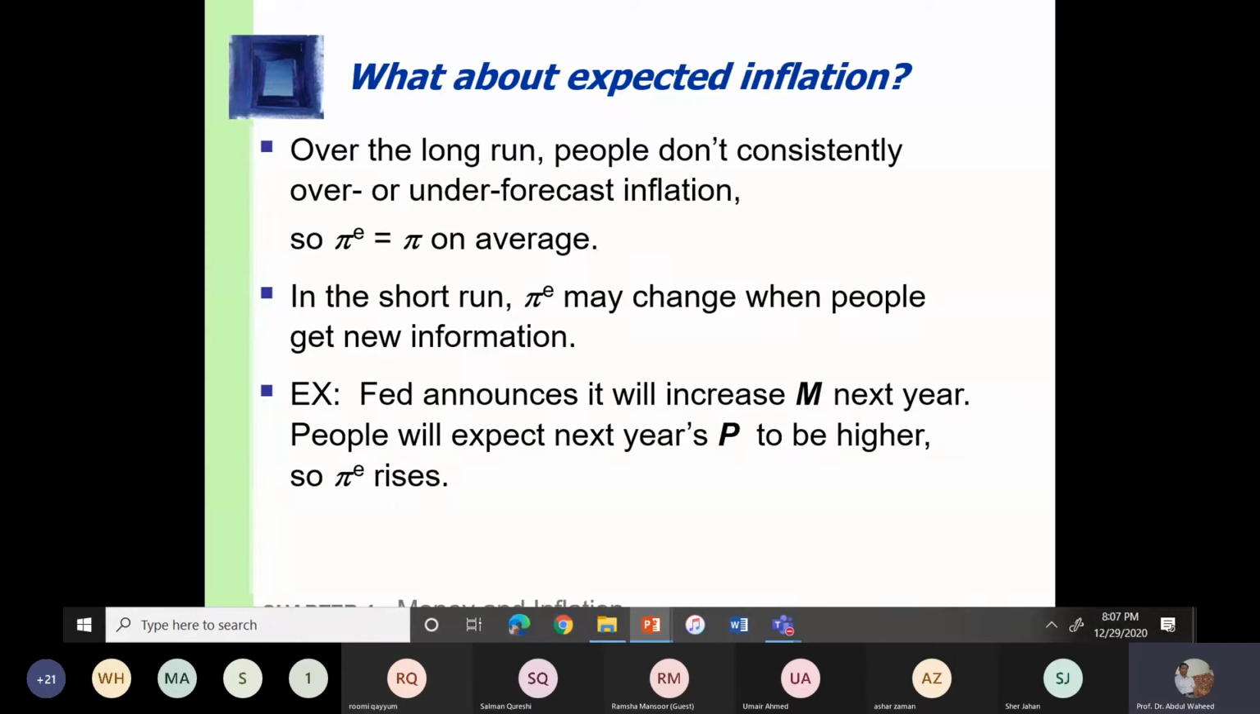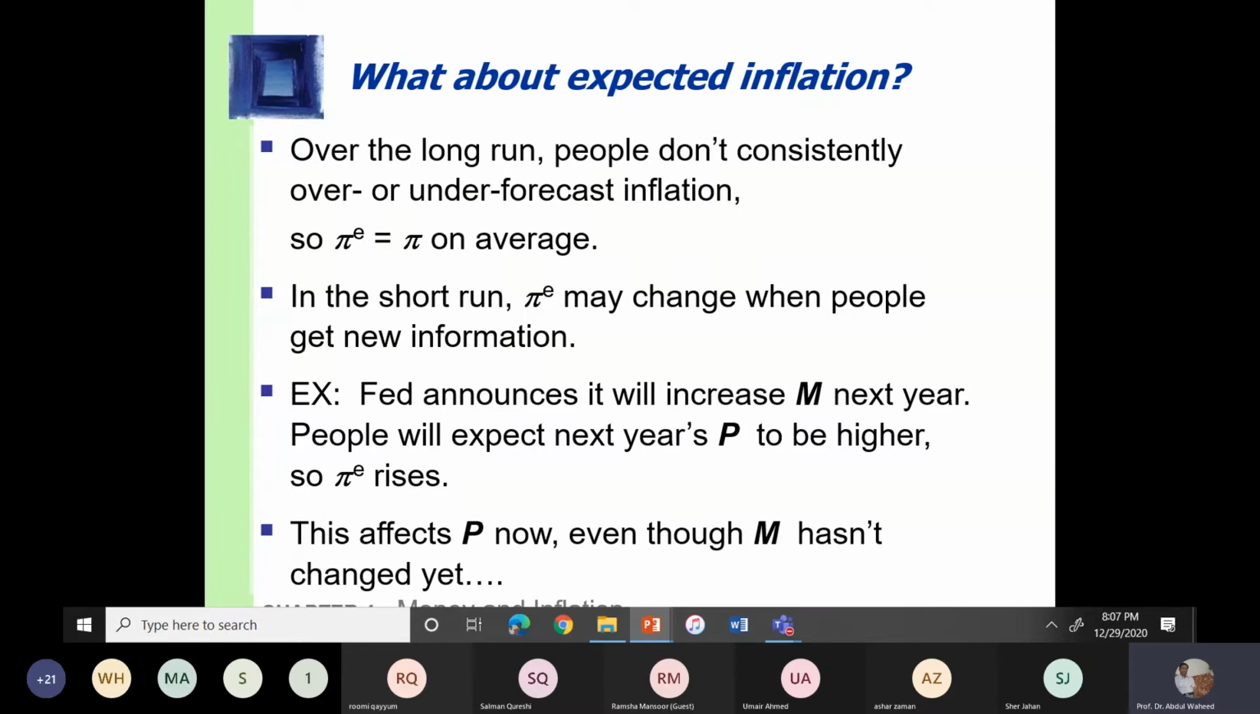Now, this is the example. If the central bank announces it will increase money next year, people will expect next year's prices to be higher. So expectations about inflation will change. They will revise their expectation about inflation upward. So this affects prices now, even though money hasn't changed yet.